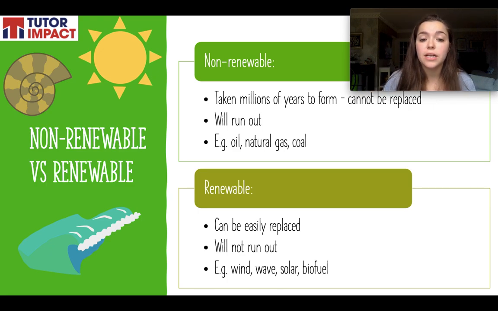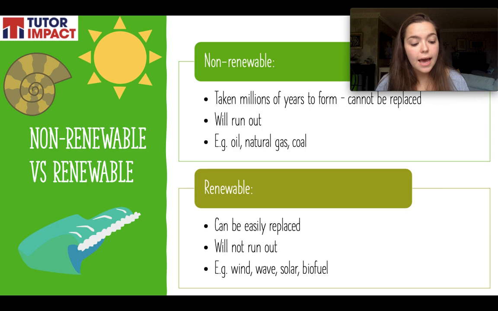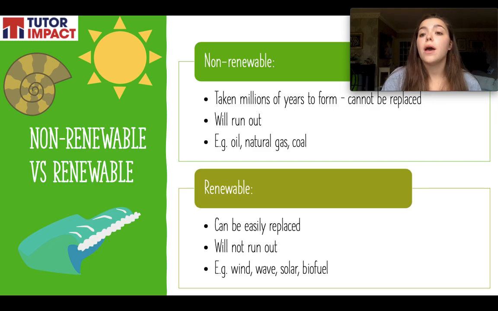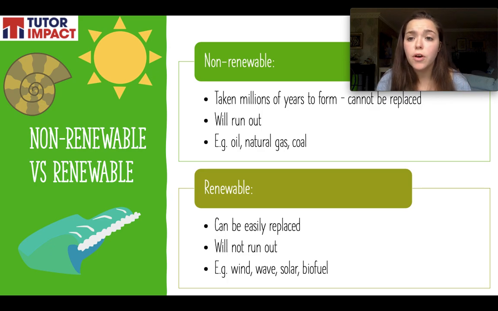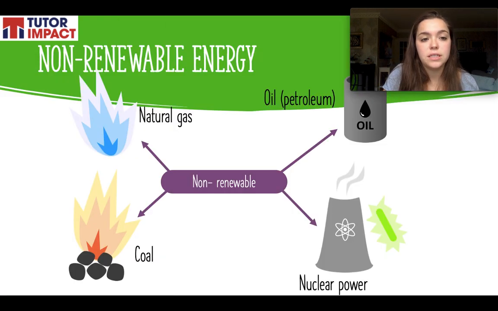The other type of energy resource is renewable resources. Like the name suggests, they can be easily replaced and they are not going to run out. They're kind of endless, unlimited, and that's why we call them renewable. Obviously, lots of economies are trying to move towards these renewable resources because they're not going to run out. These, for example, are the ones we're going to be focusing on today. Things like wind power, wave power, solar, biofuel. There's lots of different types.